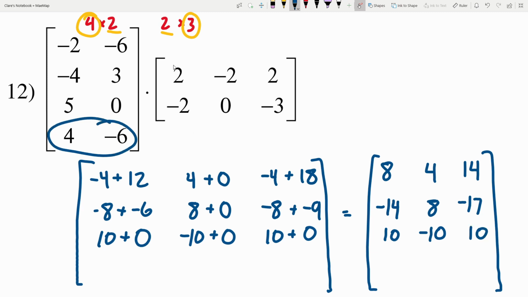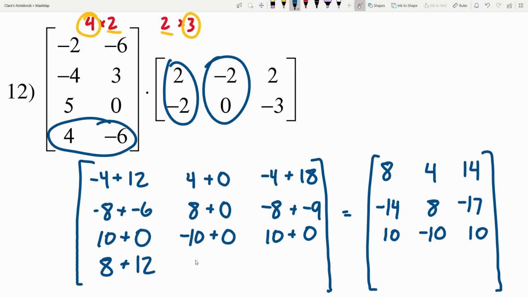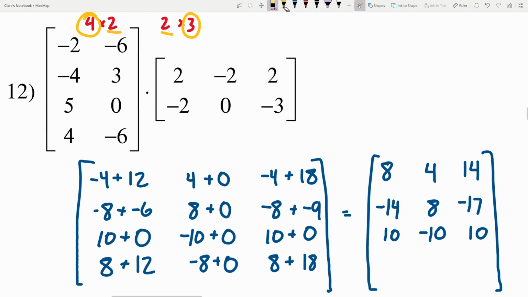Lastly, on to that last row. 4, negative 6, dot it with 2, negative 2. 4 times 2 is 8. Plus negative 6 times negative 2 is a positive 12. And then 4 times negative 2 is negative 8. Plus negative 6 times 0 is 0. And then lastly, 4 times 2 is 8. Plus negative 6 times negative 3 is a positive 18. Now, finishing out that math, 8 plus 12 is 20. Negative 8 plus 0 is negative 8. And 8 plus 18 is 26.